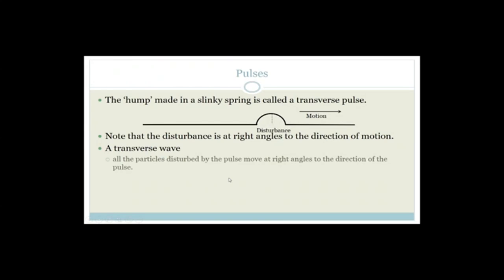So the definition of a transverse wave, and yes, you do need to learn this, is that all the particles disturbed move at right angles to the direction of the pulse. So the pulse is moving from this side to that side. Remember that the stick went up and it caused this to go up and then it went down and went through like this. So the pulse is actually moving from left to right, but the disturbance in the water, or the string in this case, is at 90 degrees to the direction, and therefore this is a transverse wave.